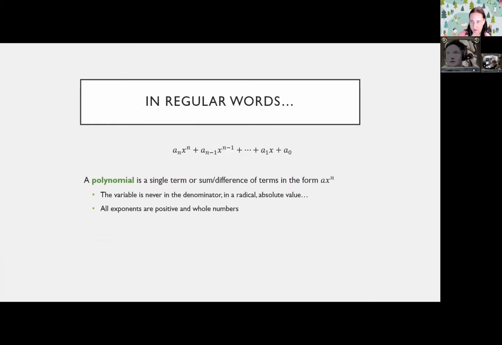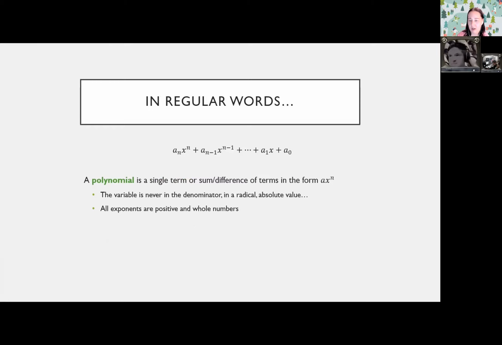So in regular words, I've sort of talked about this. We've got things with adding or subtracting in between the terms. So anything that basically is a series of things added or subtracted is a polynomial, except your variable is never in the denominator of a fraction, because then it's not in this form.